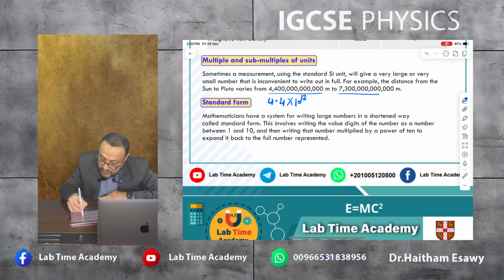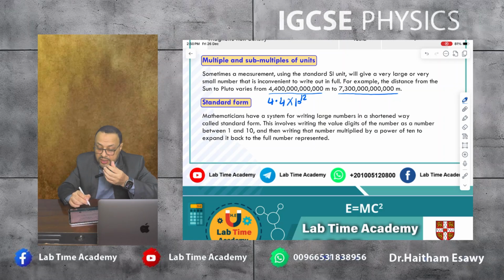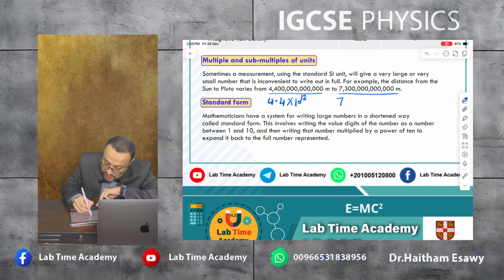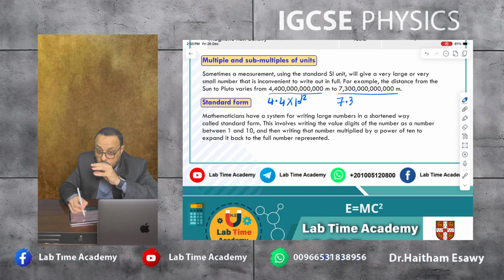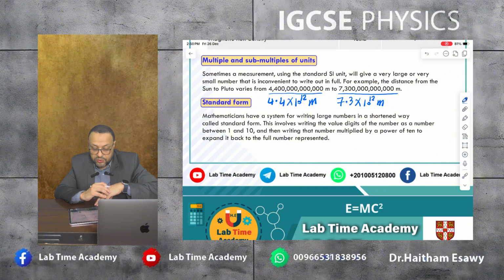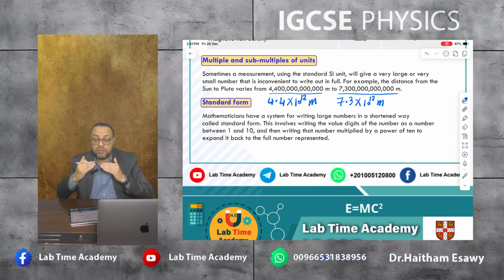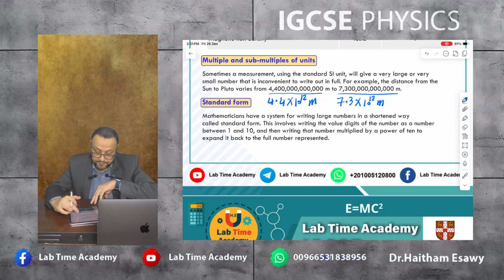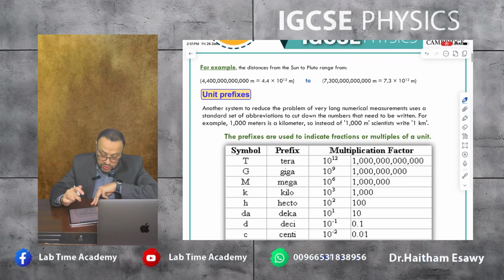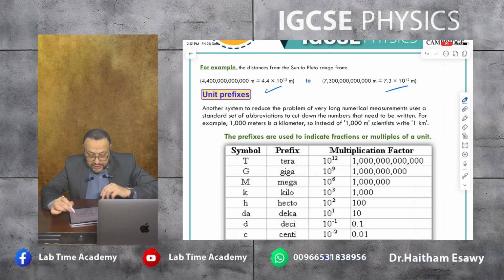Also this number, 7, 3, and we have many zeros. I can change it into standard form or scientific notation. How can I write it? 7 point, this is the decimal, 0.3. After the decimal, how many digits do we have? 3, 3, 3, 3. So we have 12 digits. So times 10 to the power of 12. And this is meter, and also this is meter. So now we changed the number that has many digits or zeros into standard form or scientific notation. This is, as I said, the second example.